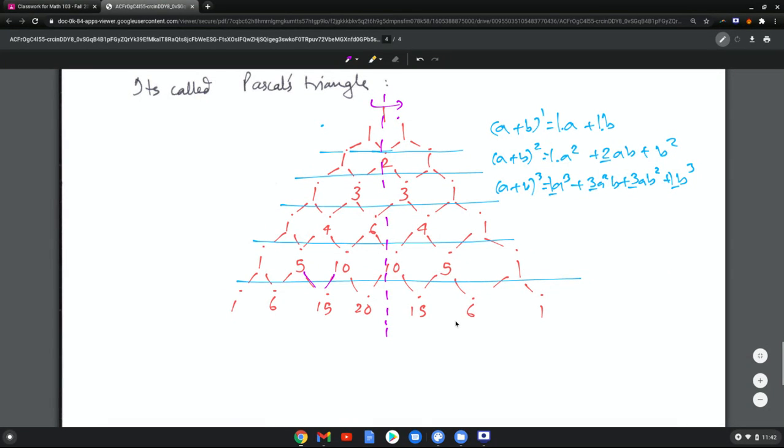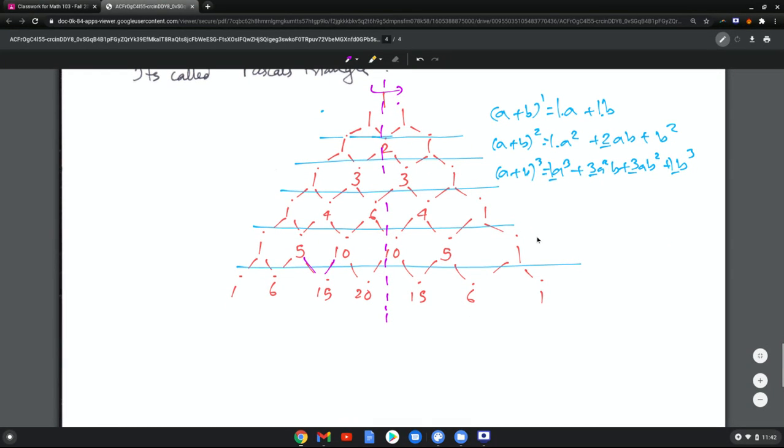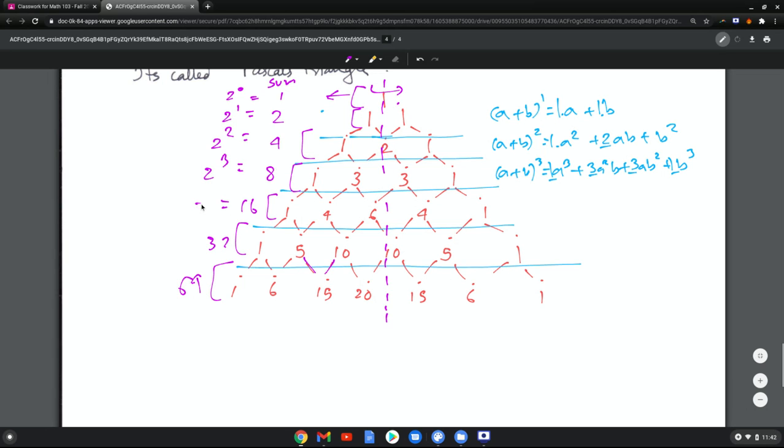Then there's one that I cover in the worksheet as an example, which is if you add these up, right? If you add them up, the sum is 1. 1 plus 1 is 2. 1 plus 2 plus 1 is 4. 1 plus 3 plus 3 plus 1 is 8. This is 16. This is 32. This is 64. So these are actually powers of 2. It's really interesting that they add up to powers of 2.